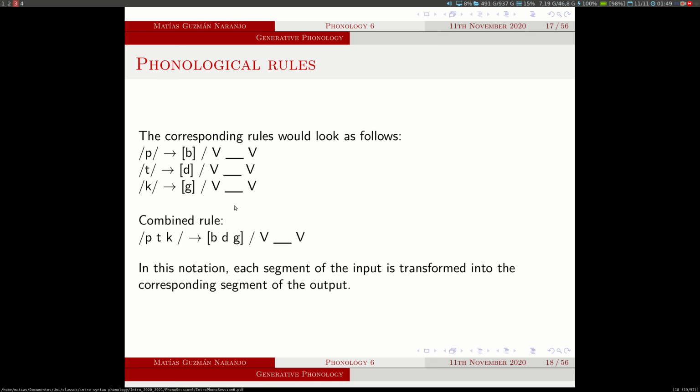We can of course also combine the rule to make things shorter, so not having to write 3 different rules. And basically this notation says that each segment here corresponds to the corresponding segment in the output, and all in the same context.